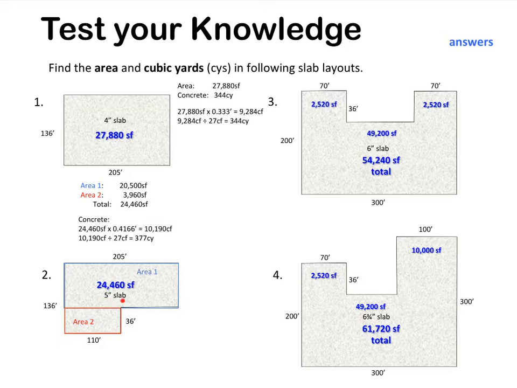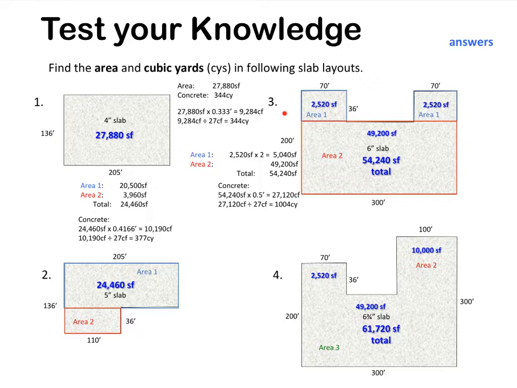Multiply that times the 5-inch thick concrete slab, decimal equivalence being 0.4166. And remember, how we got that was 5 divided by 12. Then multiply that times the 24,460 square feet, and you get 10,190 cubic feet. Take that divided by 27 cubic feet per cubic yard, and you get 377 cubic yards.